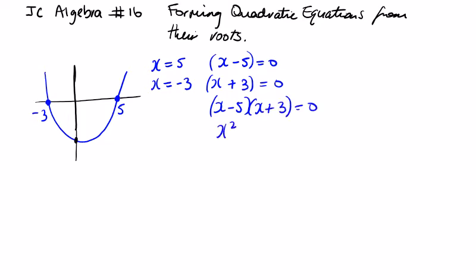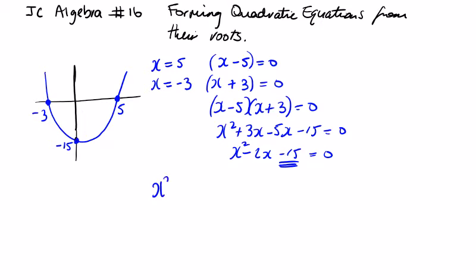So we get x squared plus 3x minus 5x minus 15 is equal to 0. x squared minus 2x minus 15 is equal to 0. And this minus 15 is this number here where it crosses the y-axis, and the roots are where it crosses the x-axis. So if we're given the roots, this is one way to form the equation. Create the factors, multiply them out, and we'll get our quadratic. But there actually is an easier way.